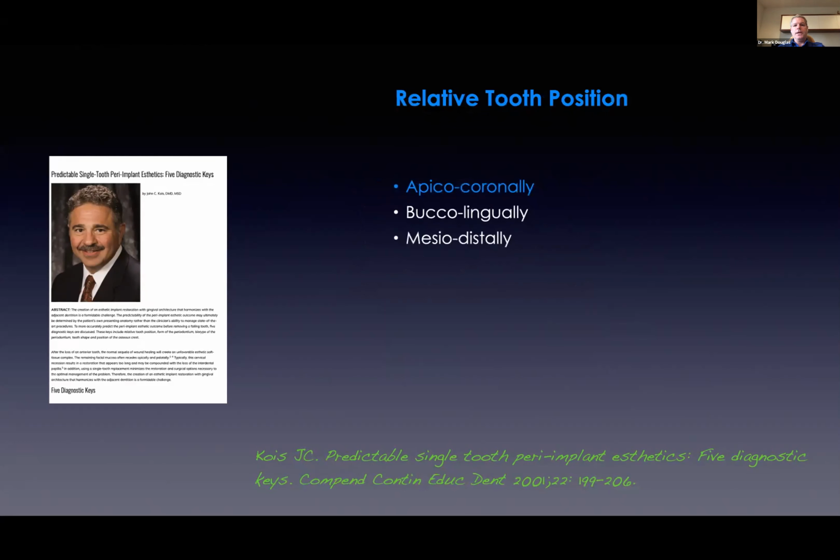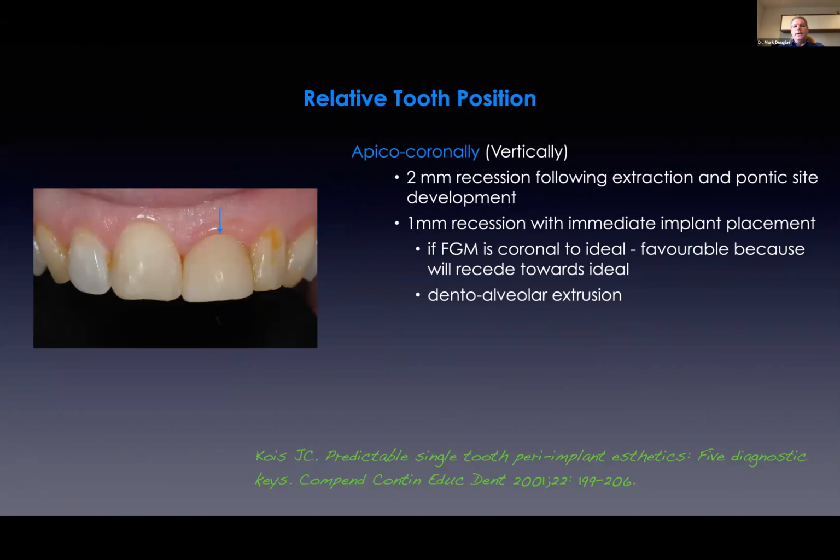Relative tooth position. You've got to look at that in 3 dimensions: apicocoronally, buccolingually, and mesiodistally. Apicocoronally, or vertically, what we know is that you will get 2 millimeters of recession following extraction and pontic site development. If you do nothing, just take the tooth out and maybe put a bone graft in there if you have to, and put a temporary denture in, you will get 2 millimeters of recession. If you place an immediate implant, you will only get 1 millimeter of recession.